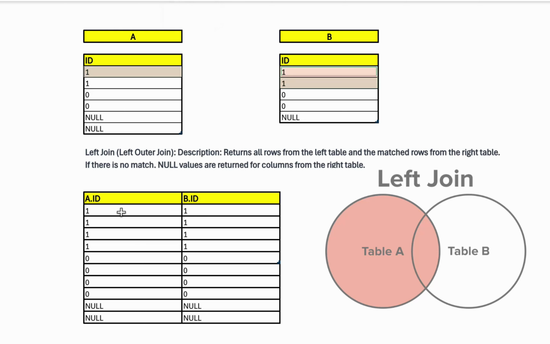So that is why we are getting two outputs. And again, if we look into the next row, we have 1 here and again we have the same two matches in table B. So that is why we are getting two more rows in our output. So now we have 4 rows.